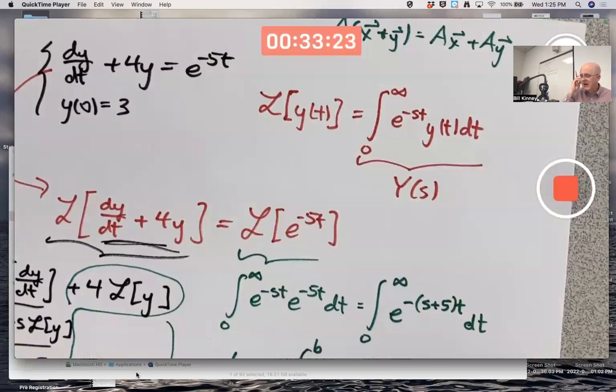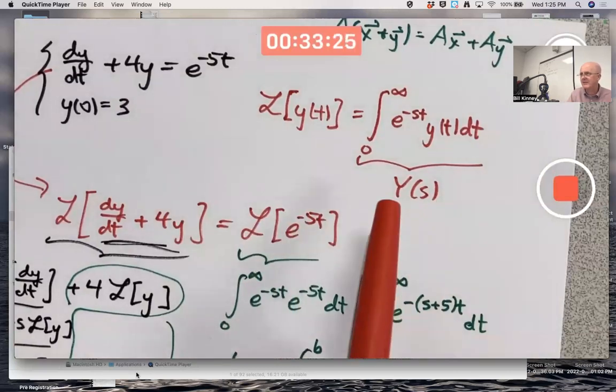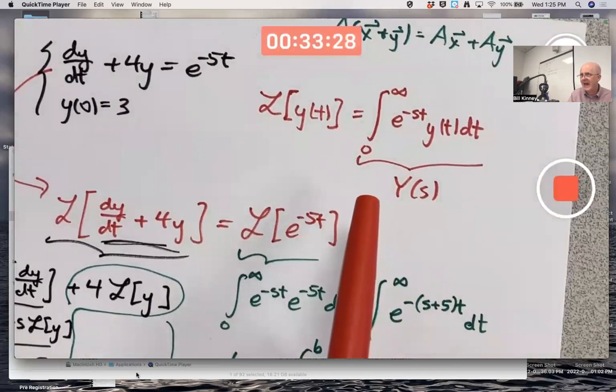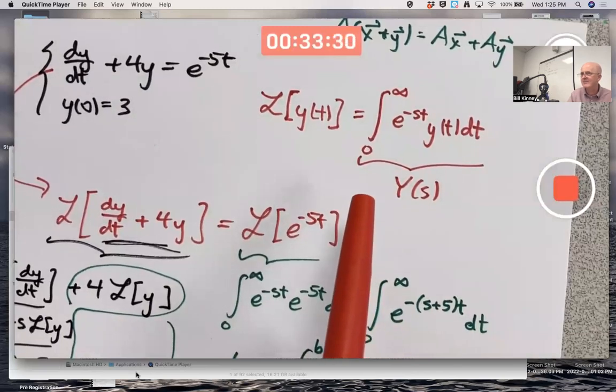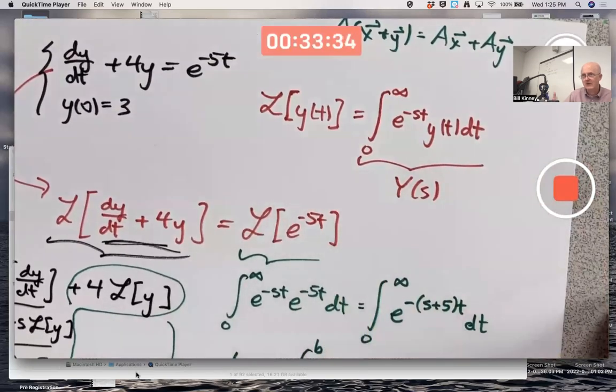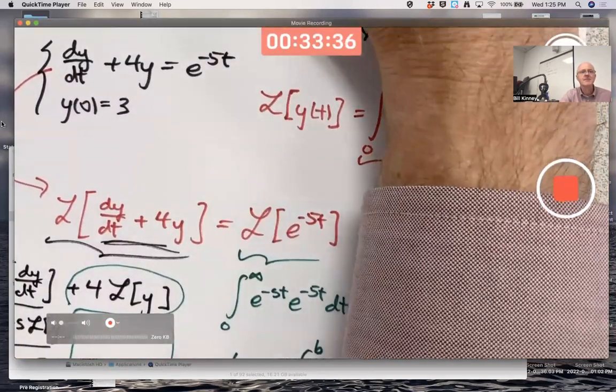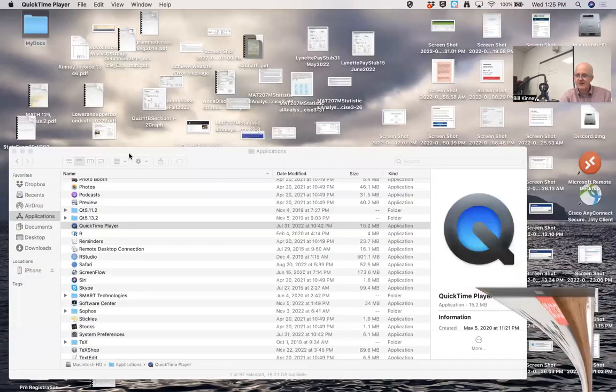Same kind of thing happens with Laplace transforms. There's no formula for L inverse. You use known facts about L to find facts about L inverse. That's what you typically have to do with inverse functions. All right, let's have Mathematica finish it for us.